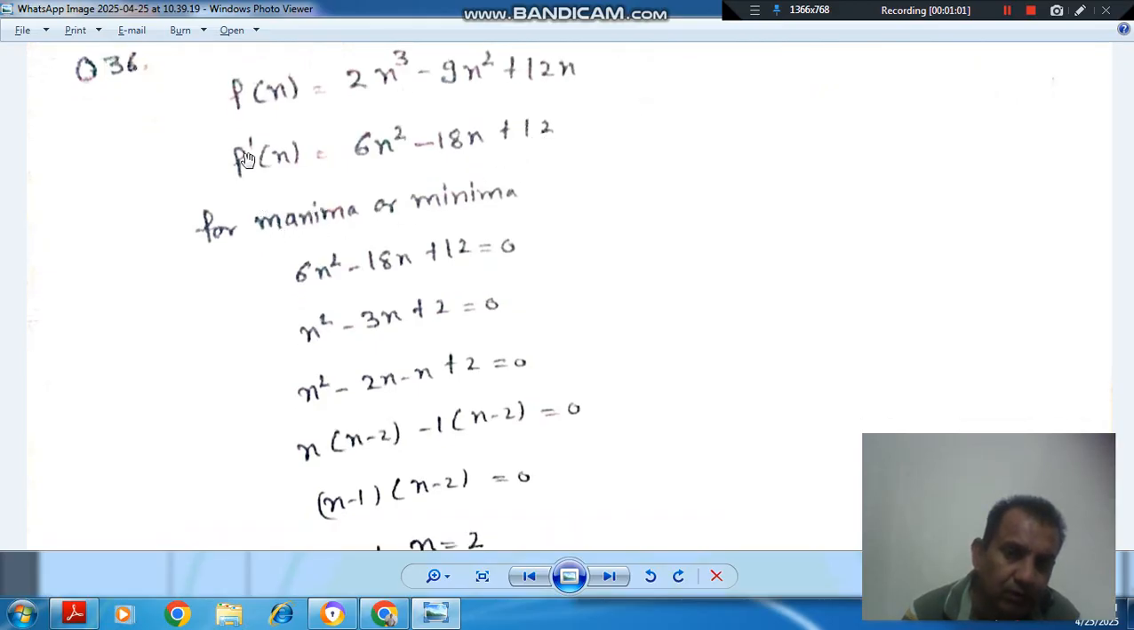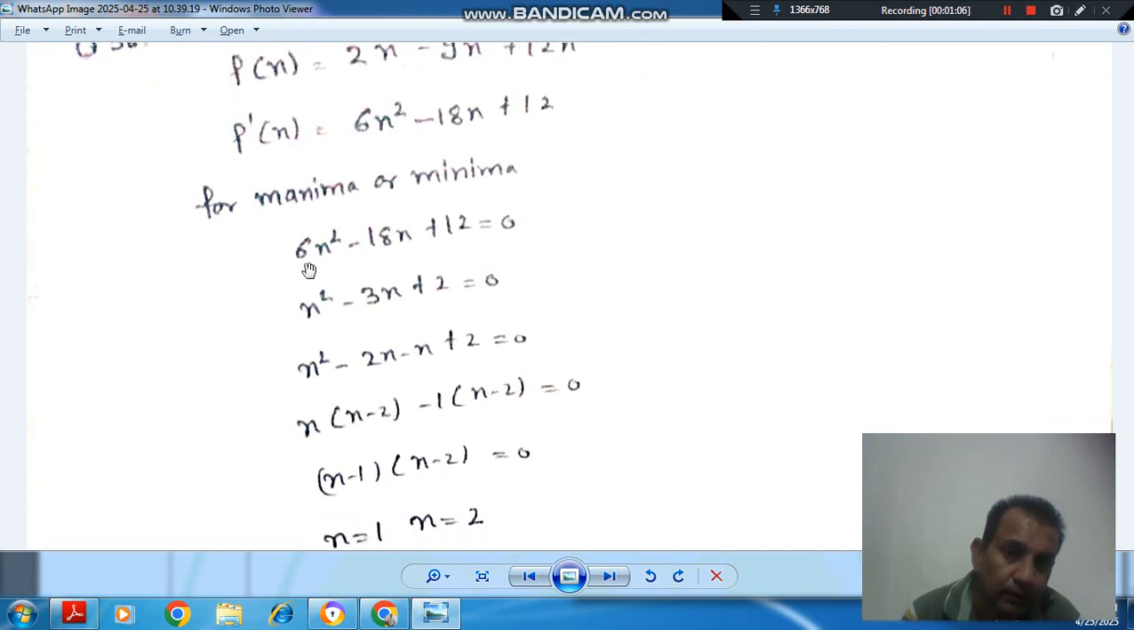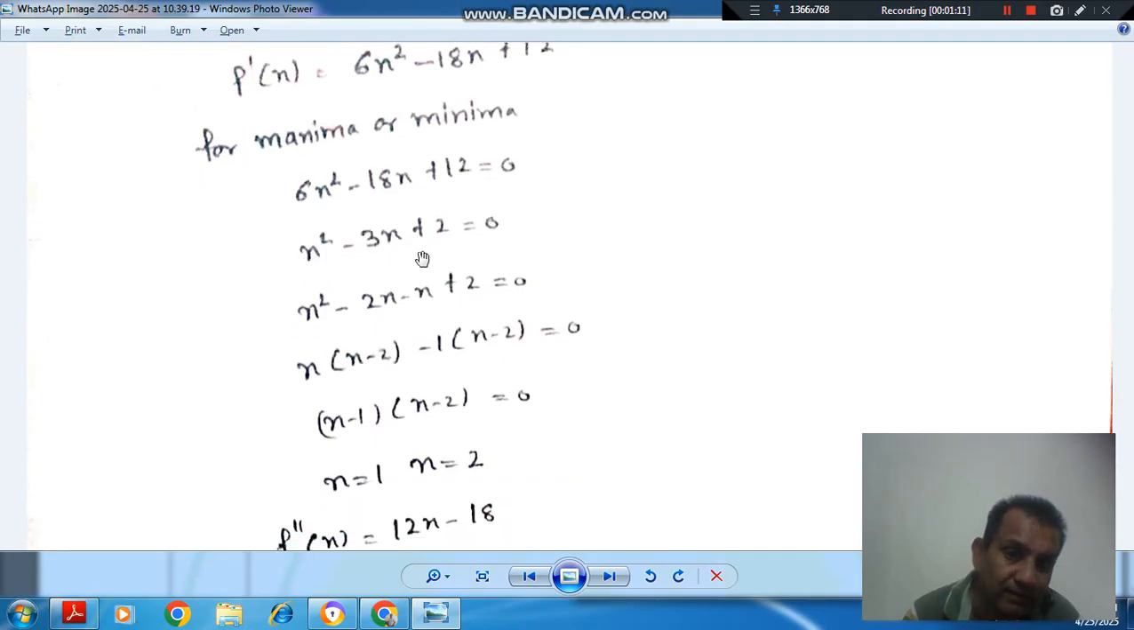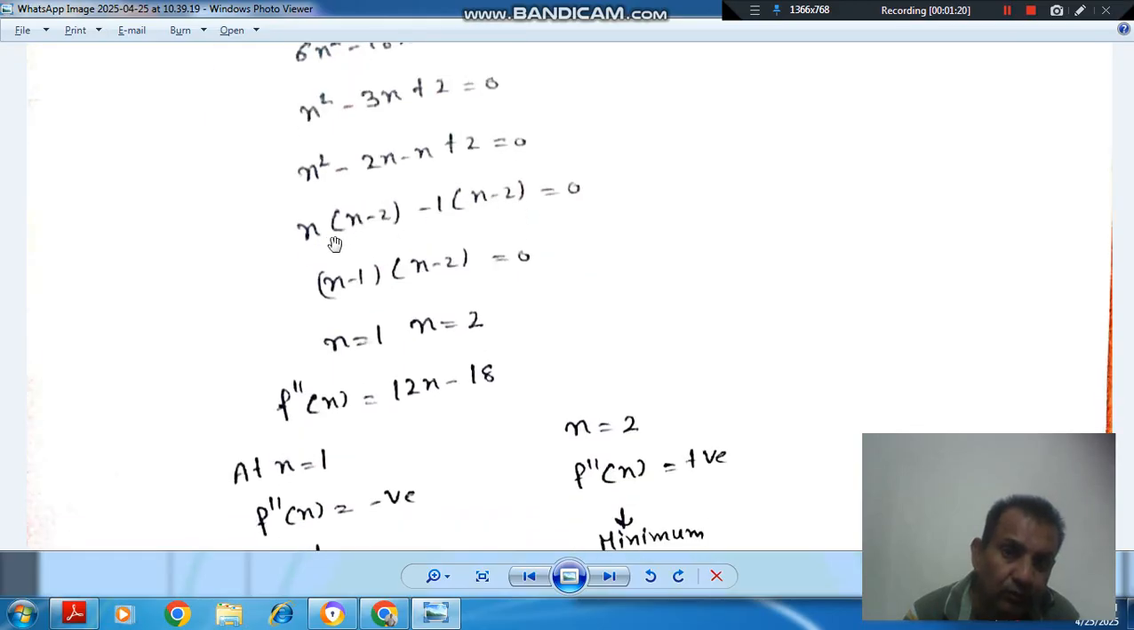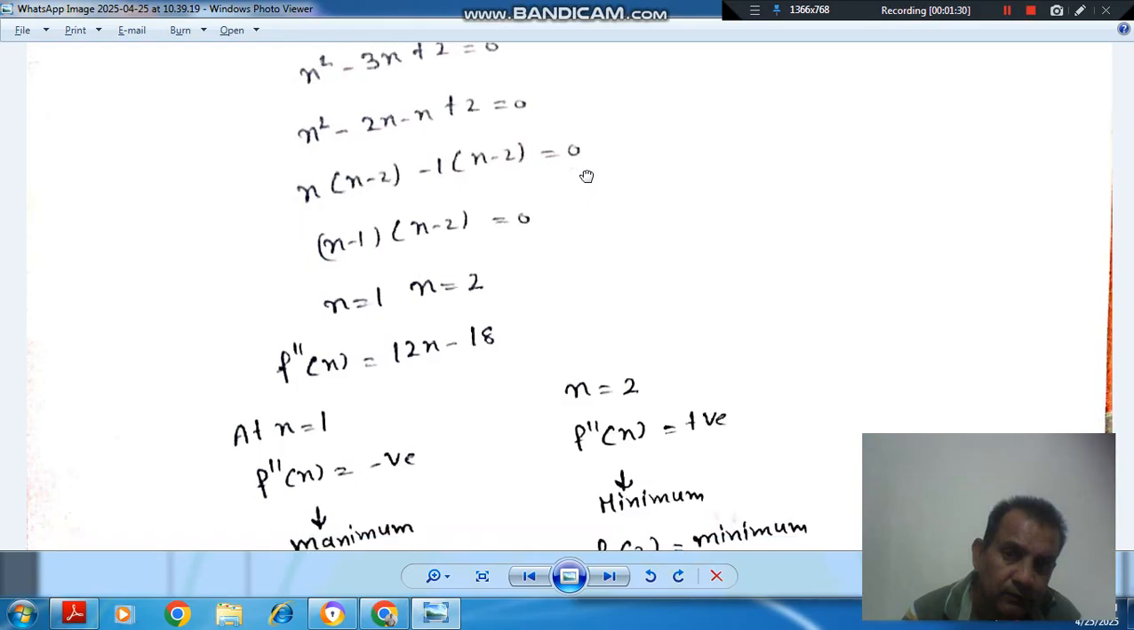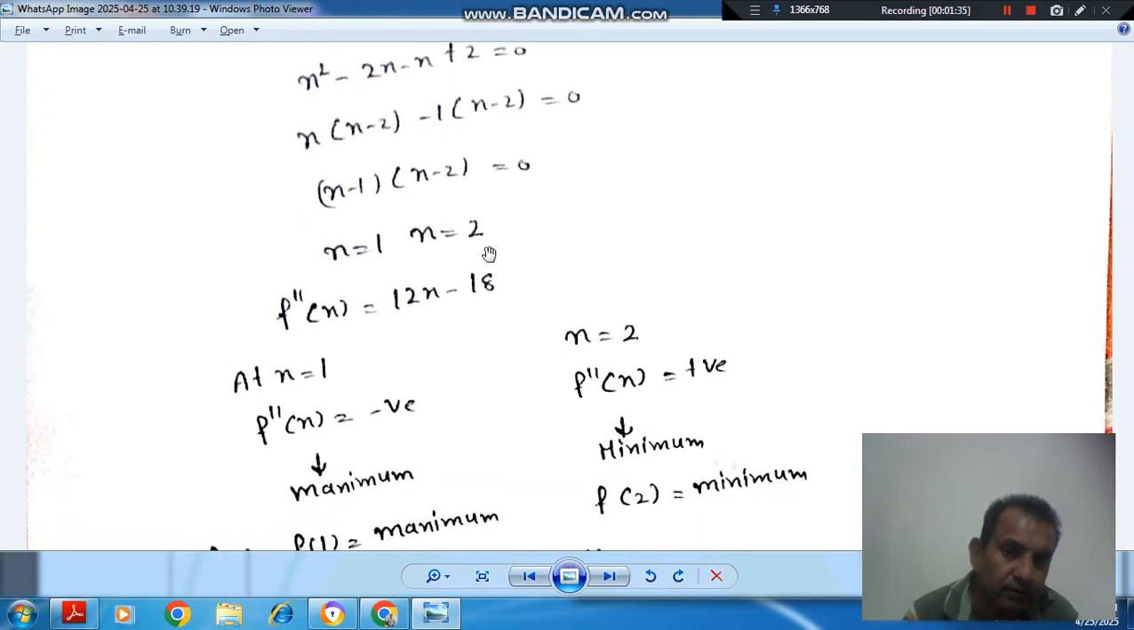Now for maxima or minima, this f dash x should be equal to 0, or we can say 6x square minus 18x plus 12 should be 0, or x square minus 3x plus 2 should be equal to 0, or x square minus 2x minus x plus 2 should be equal to 0, or x(x minus 2) minus 1(x minus 2) is equal to 0, or we can say x should be equal to 1, or x should be equal to 2.